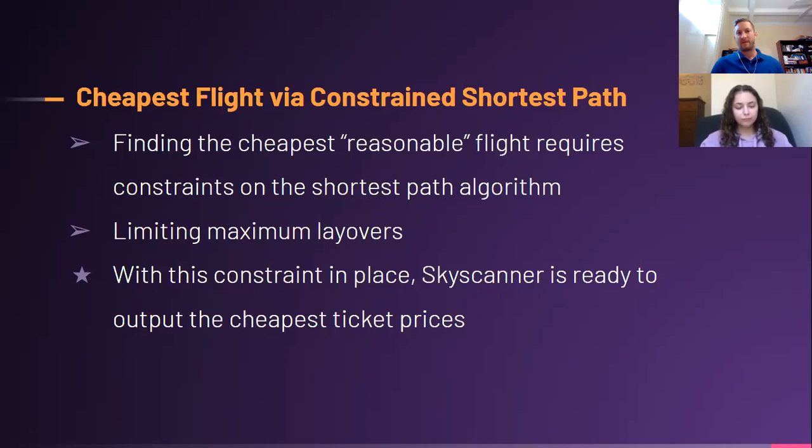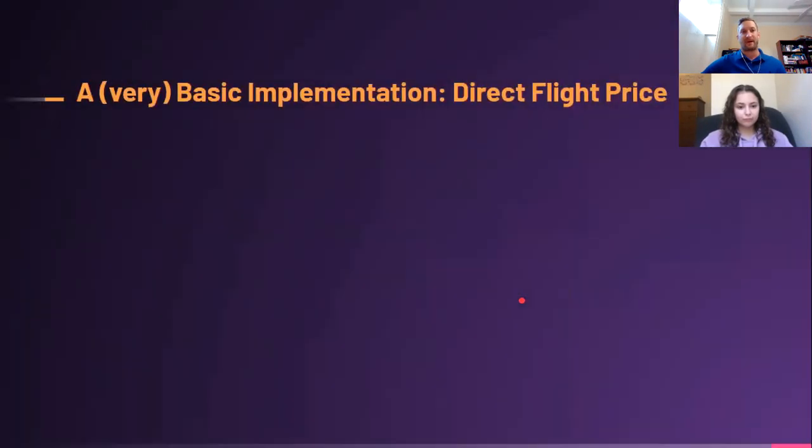They can constrain it by the maximum number of layovers. So it'll search for all possible flights and get the prices for those as long as they have 5 or less layovers. And that's a way to make the results, the different tickets available, more reasonable for both them and the user, because most people aren't going to want to have 10 layovers on their flight. So now with these constraints in place, Skyscanner is ready to get you the output for the cheapest ticket prices.